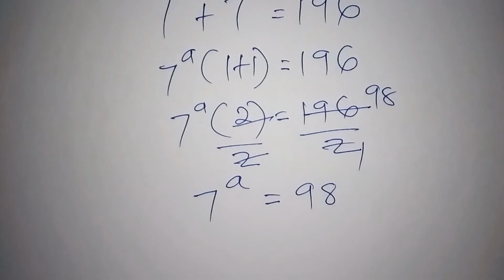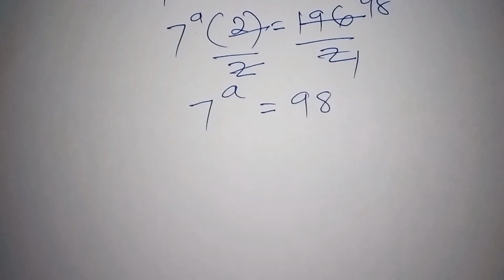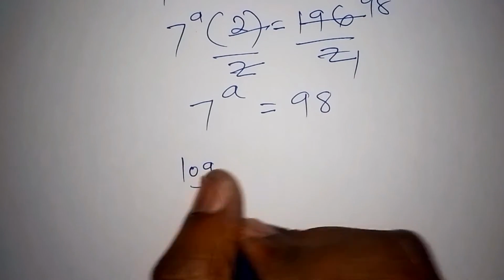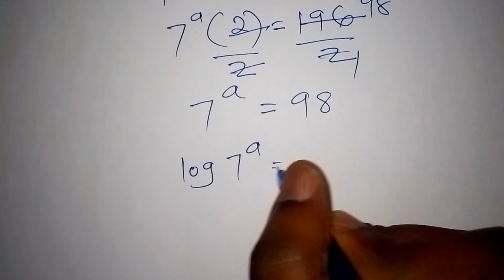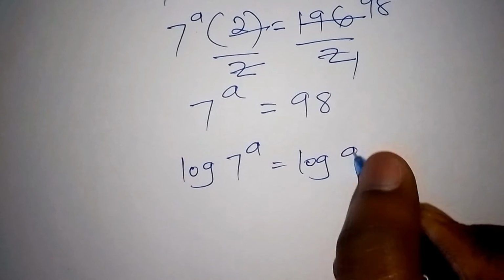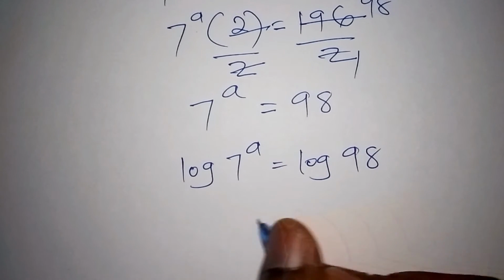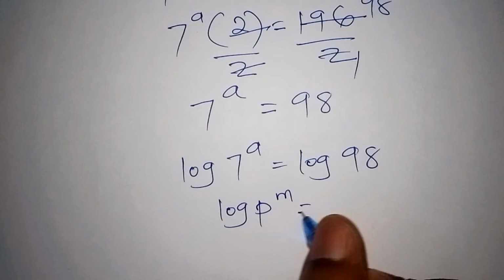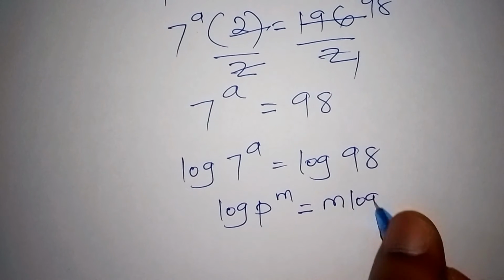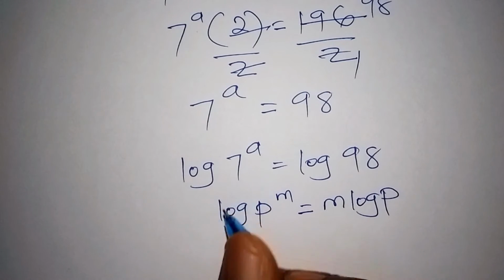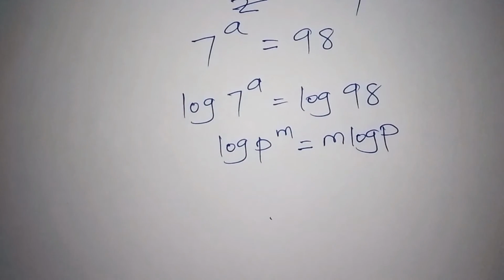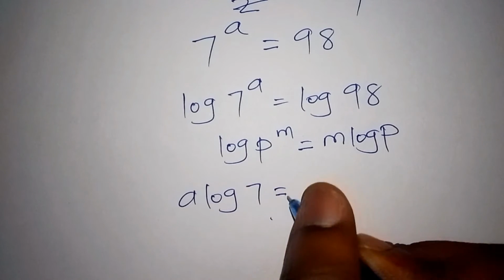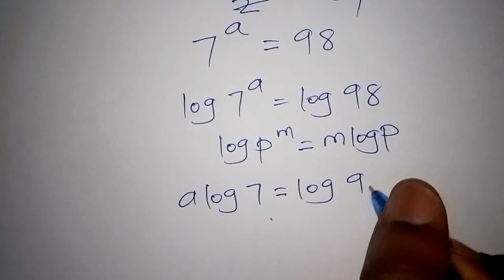So still, how do we work out the value for a? In order to work out the value for a, we shall now introduce the log on both sides. So here we shall have the log of 7 to the power of a is equal to the log of 98. Note that when you have something like the log of p to the power of m, this can also be written as m log p. So the log of 7 to the power of a can also be written as a log 7. A log 7 is equal to the log of 98.